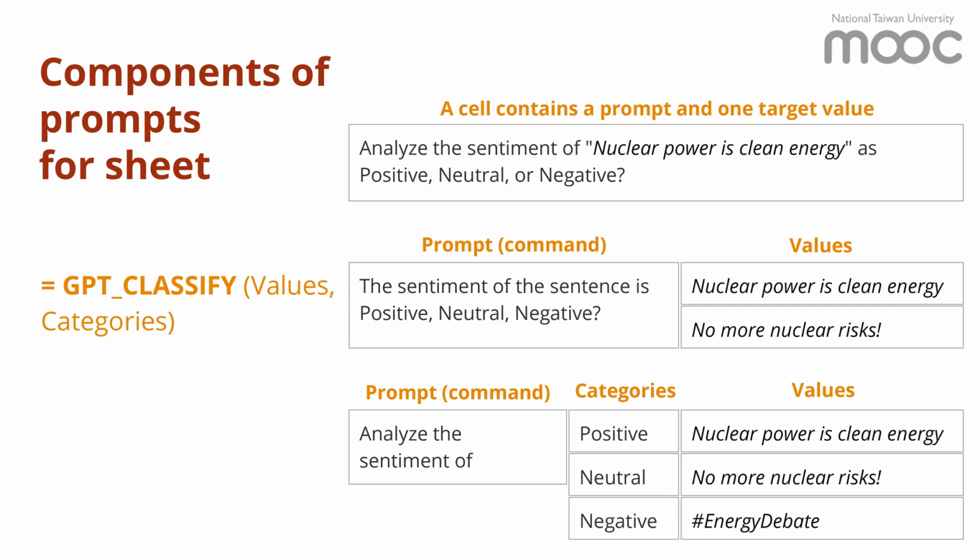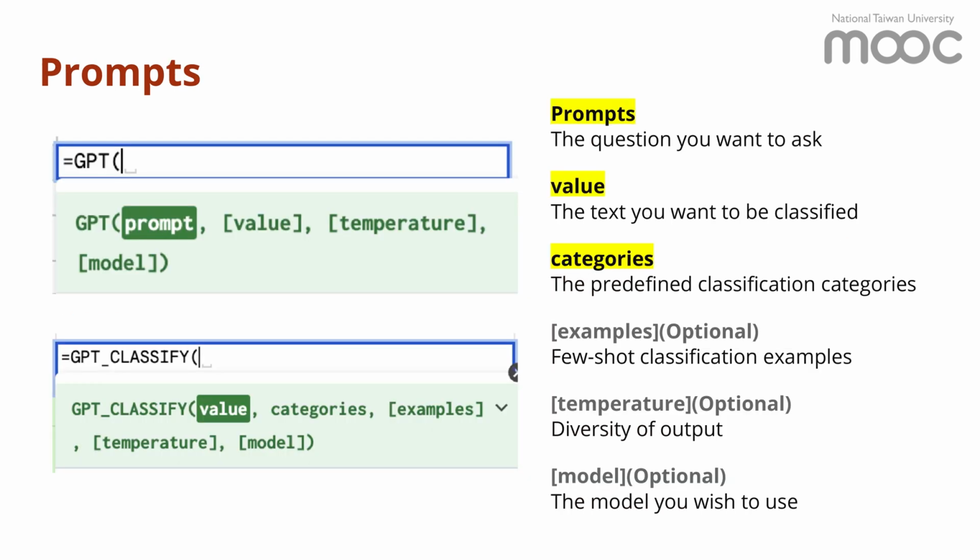Alternatively, the category to be classified, such as positive, neutral, and negative, can be separated out in advance. This allows us to break down a single prompt into 3 parts, including prompt, category, and values. When we use functions like GPT or GPT classify function provided by GPT for Sheet in Google Sheet, you will be able to interact with their specific functionality.